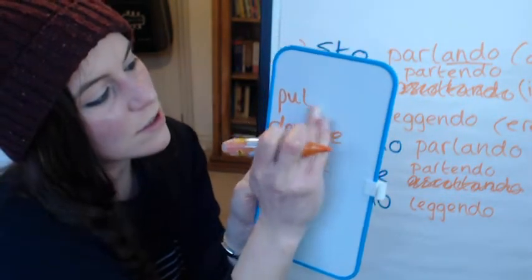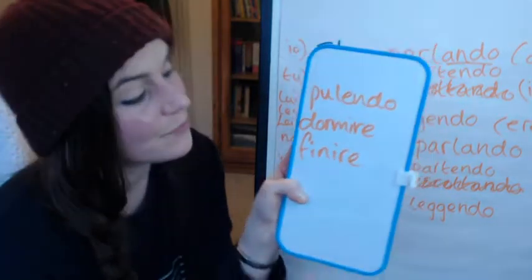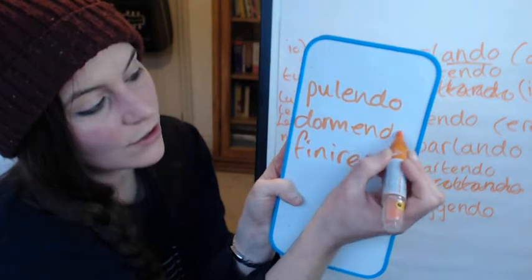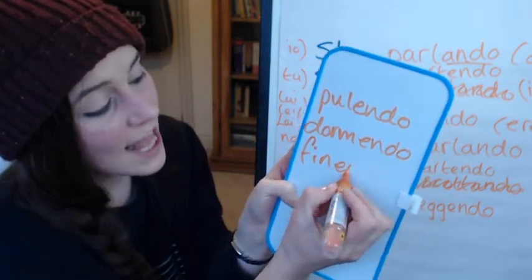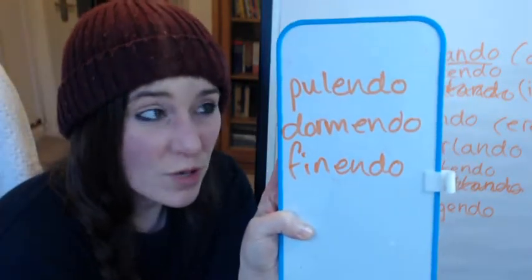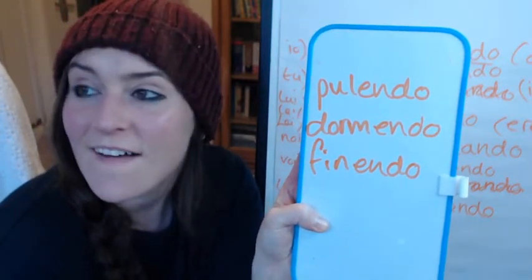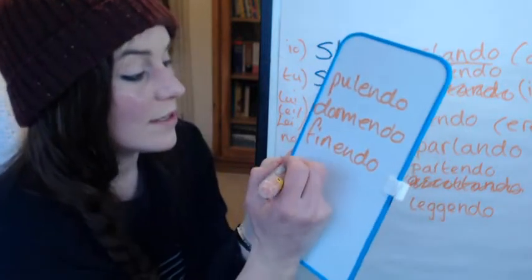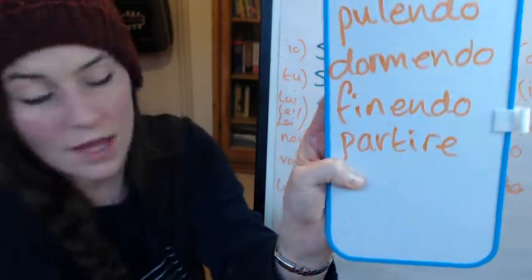I'm just going to rub them out. Pulire becomes pulendo, adding endo, okay? Dormire becomes dormendo. Awesome. And finire becomes finendo. So that is your gerund form of three common verbs in Italian that end with ire. And the other one I had to change on the board was partire.